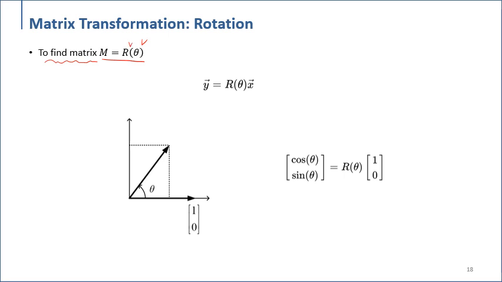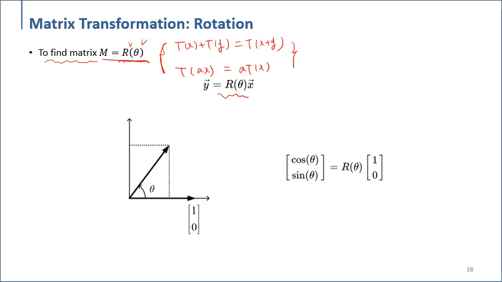Luckily, in previous slides, we have learned that the rotation matrix is a linear transformation, which means R theta satisfies two conditions: additivity, T of x plus y is equal to T x plus T y, and also the scaling property, T of a x is equal to a T x. These two properties ensure that we can simply obtain the rotation matrix by using two bases.